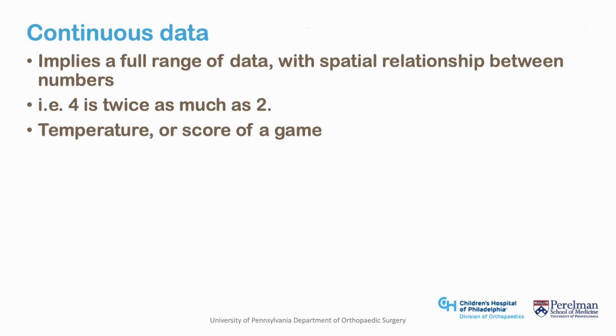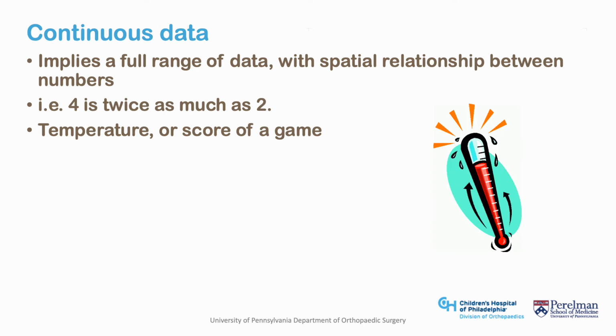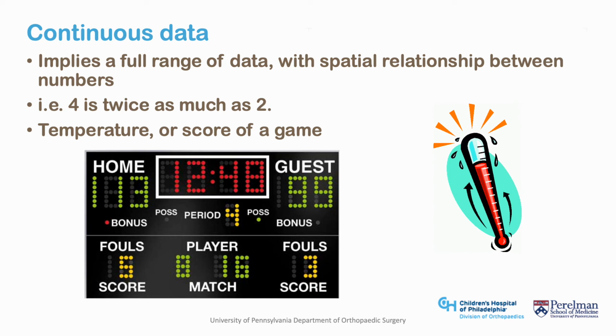Continuous data, on the other hand, implies a full range of data with spatial relationship between numbers. My 38 Celsius temperature is the same as yours if measured similarly. A team with 20 points has twice as many points as a team with 10 points. As such, these are continuous variables and may be analyzed as such.